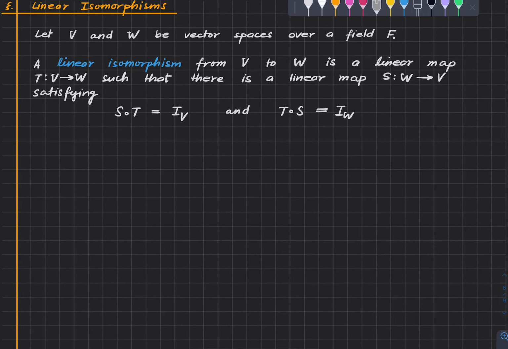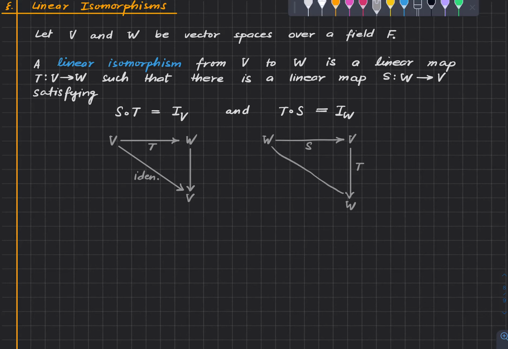So T goes from V to W and S goes from W to V. So we are insisting that this is the identity, and S goes from W to V, T goes from V to W, and we are asking that this also be the identity. So if that happens, we say that T is a linear isomorphism.